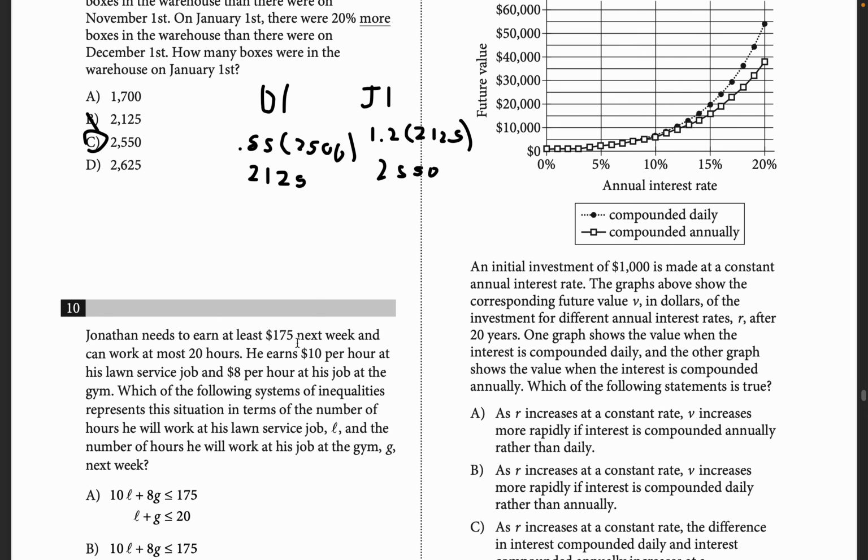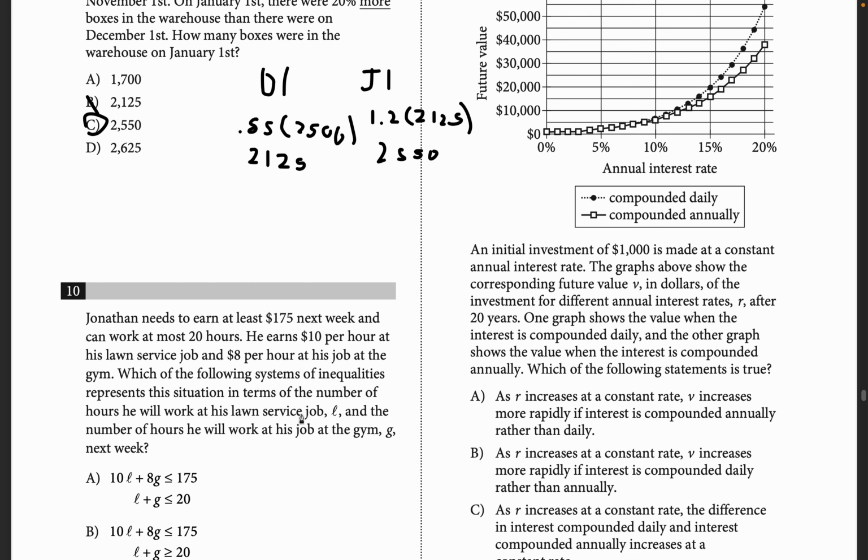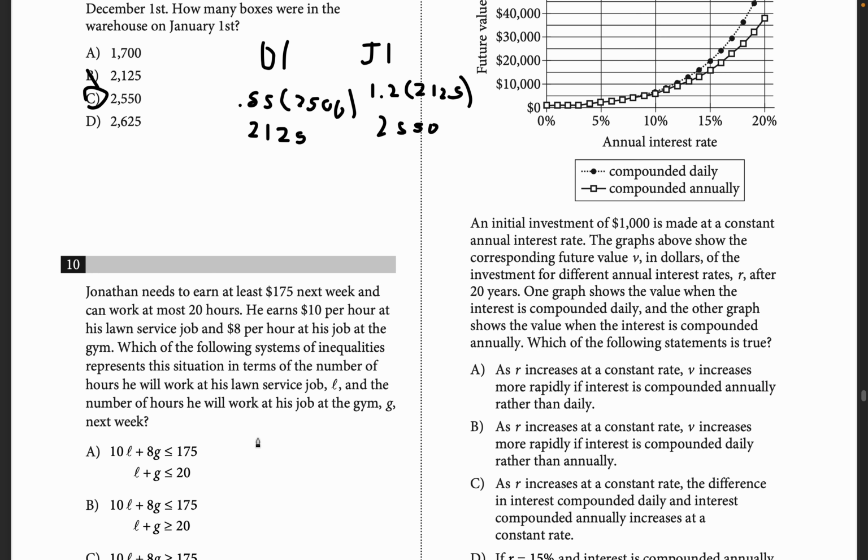Jonathan needs to earn at least 175 here. So, okay, this is a system of equations. He earns 10 per hour at the law job. Let's say L is the number of hours he works at the law job. So 10L plus, and then G is the gym, so it's 8G. And this is the profit. So it has to be greater than or equal to 175, because he has to earn at least 175.